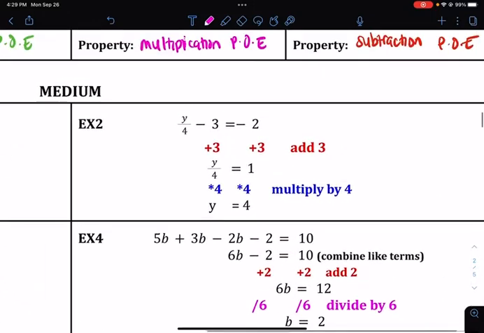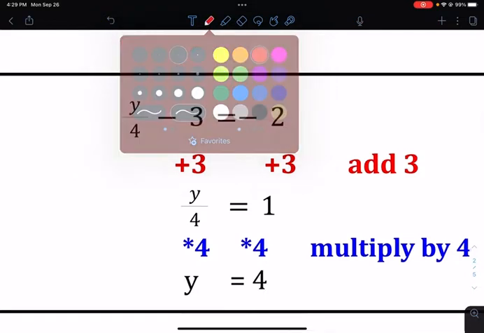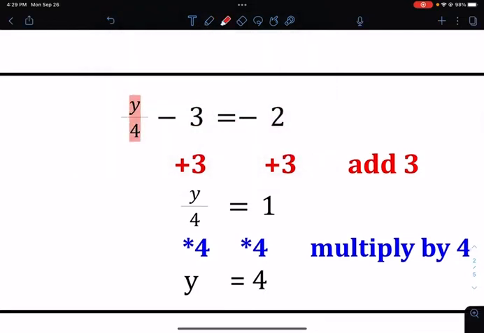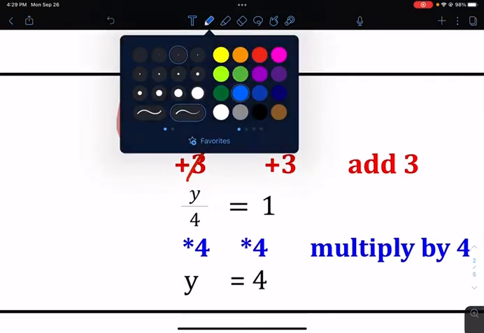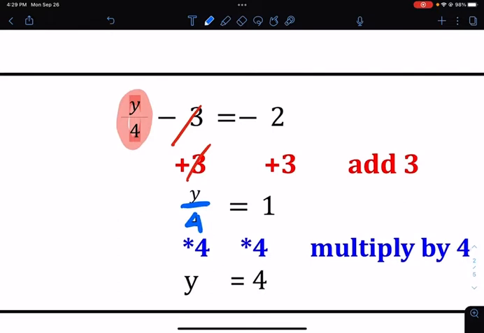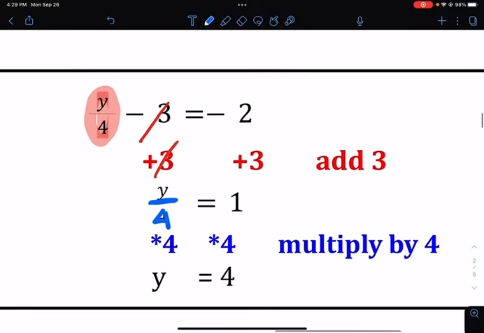Same with example 2. What I want to do is add 3 because I want to isolate y over 4, right? Because the y is in this term. And when I did that, 3 and 3 will sum to 0. And if I add -2 plus 3, that gives me 1. And because this is over 4, over means division, so the opposite of division is multiplication. That's why I want to multiply by 4 on both sides. And what's going to happen when I multiply by 4, the 4 will divide to 1, and I'm left with 1 times 4, which is 4.